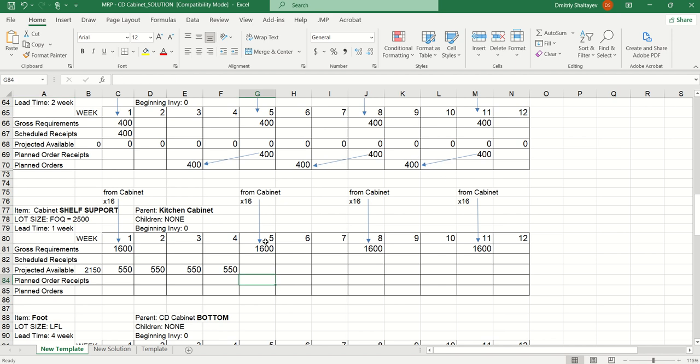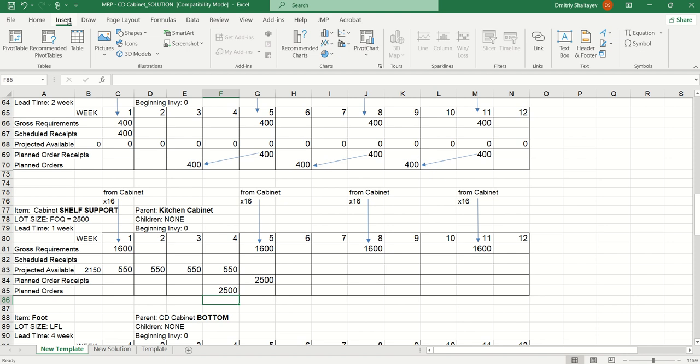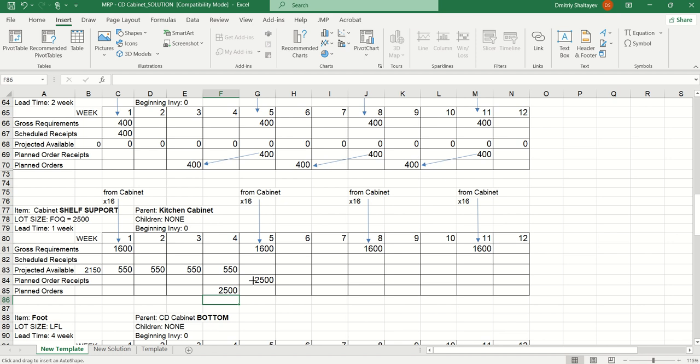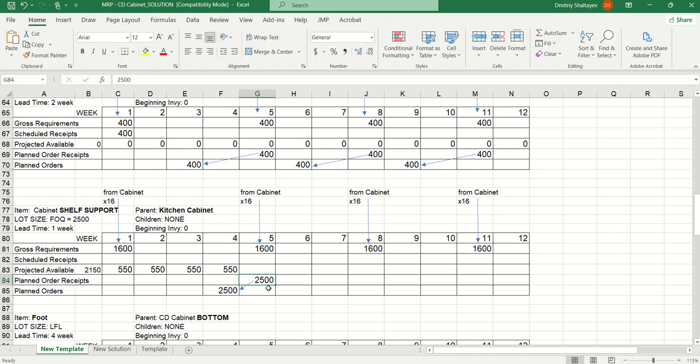Bam. So it means that in week 5, I need to plan to receive 1 box from my supplier. Likely, I'm not making these things myself, I'm buying them from the supplier. So this box has to be ordered in week number 4, right? 2,500 units, 1 box, ordered in the week prior. So I'm going to connect these 2 things with the arrow, okay? So 2,500 units come in. I will use 1,600 out of that.